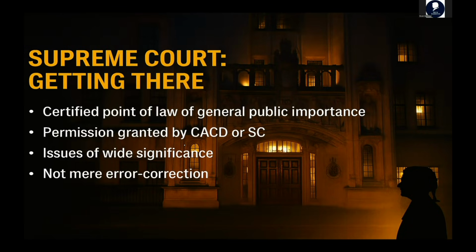Now, the Supreme Court is the highest court in the land, and it's above the Court of Appeal Criminal Division. So to reach the Supreme Court, two things are needed. One, a certified point of law of general public importance, and two, the permission to appeal. That's either from the Court of Appeal or the Supreme Court itself. Only issues of wide significance get through, not just simple errors in individual cases.